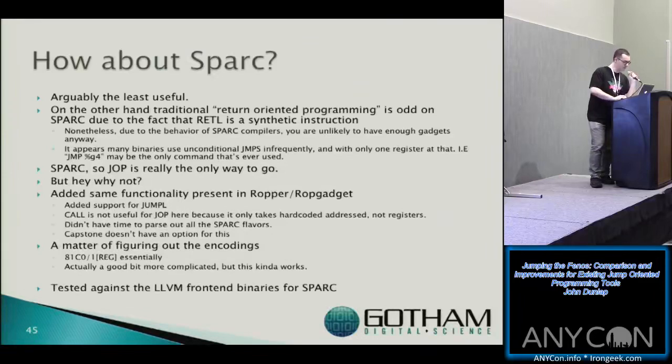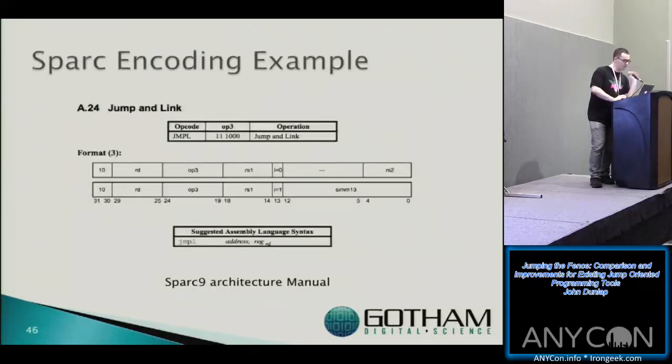Here's a Sparc encoding example that we worked with to find unconditional jumps, and we added a bunch of variations onto this code. There are a lot of reasons that classic ROP attacks work poorly in Sparc. Suffice it to say that jumping around and not messing with the stack produces fewer side effects.